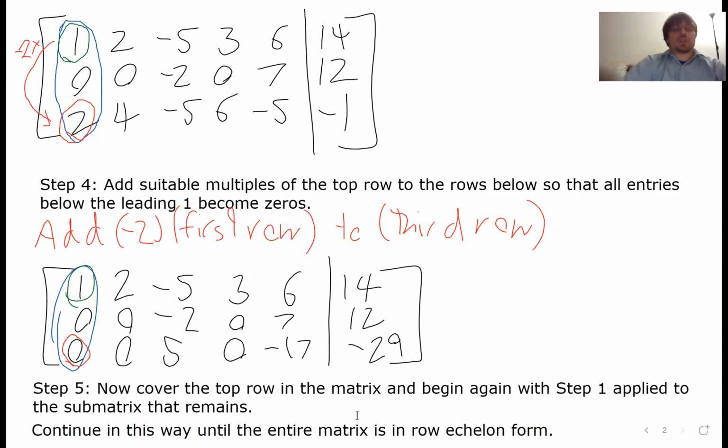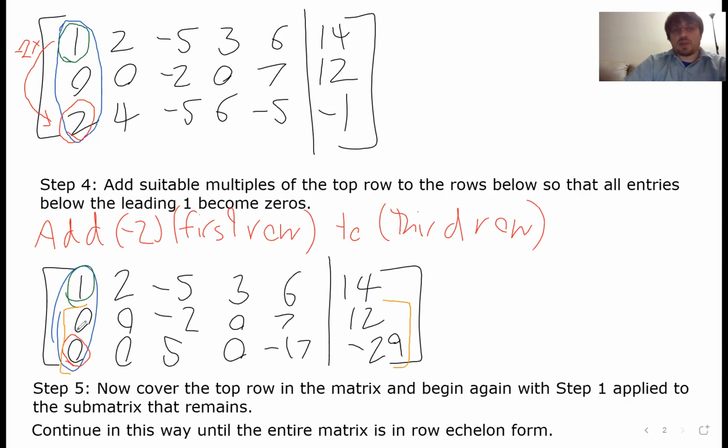Okay, so after step 4, we take the row that the leading 1 was in and we cover it up. And then we look at the rest of it as a submatrix. Okay, so now we're going to look at this as our submatrix in the orange.